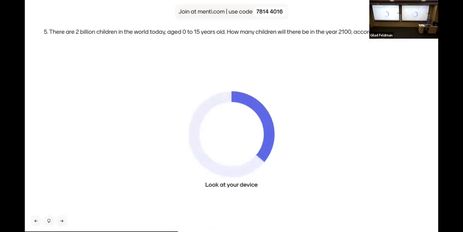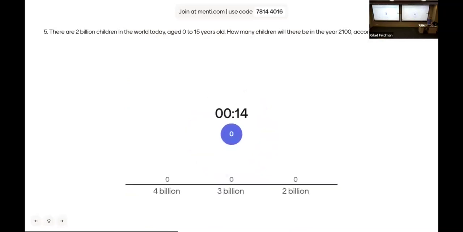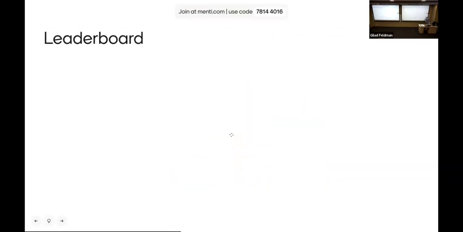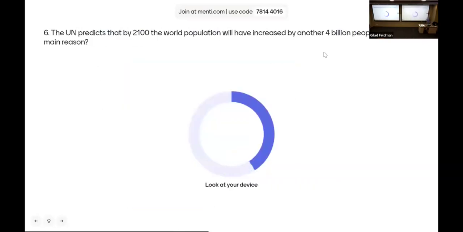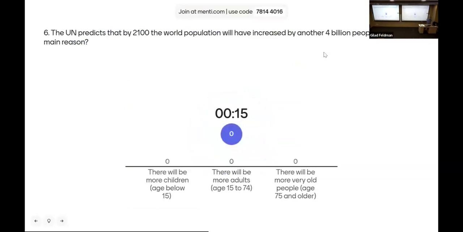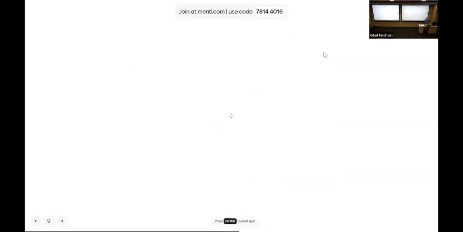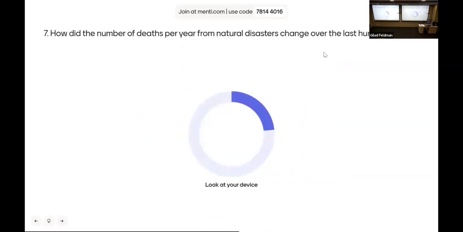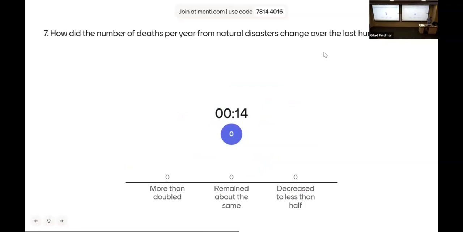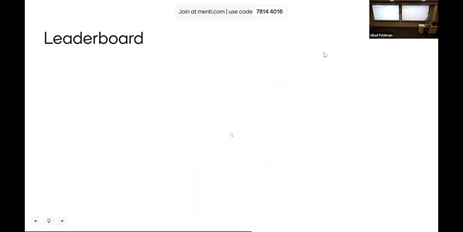There are 2 billion children in the world today, age 0 to 15 years old. How many children will there be in the year 2100 according to the UN? 2 billion is correct. The UN predicts that by 2100, the world population will have increased by another 4 billion people. What is the main reason? Yeah, a lot get this wrong, I can see. You can see why you would believe that. How did the number of deaths per year from natural disasters change over the last 100 years? More than double, remain the same, decreased to less than half. That is correct, decreased to less than half.